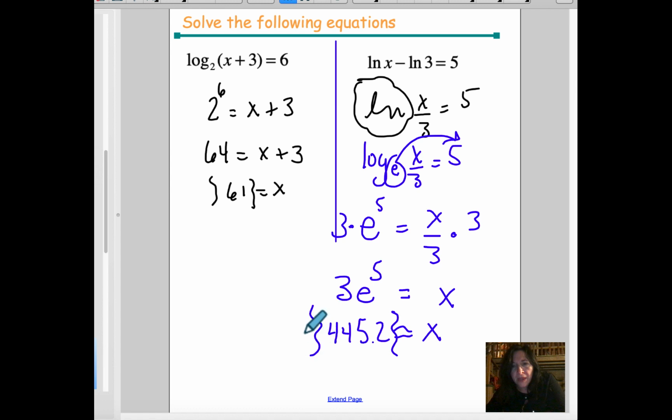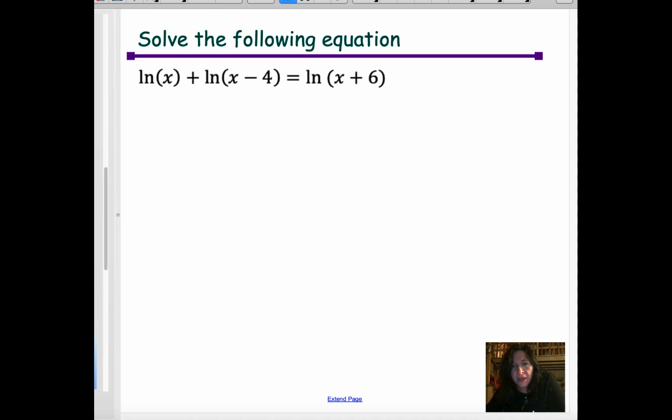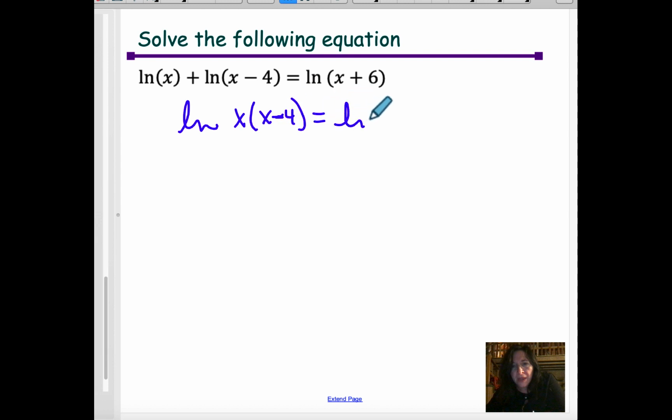All right. Solve the following equation. So we're looking at this, and it looks like ln's across the board. So we're going to lose those in a minute after we simplify. So we have ln of x times, this is add, so times x minus 4. And then we have equals ln of x plus 6. Ln's are going to go away. We're dividing those out. We get x squared minus 4x equals x plus 6.